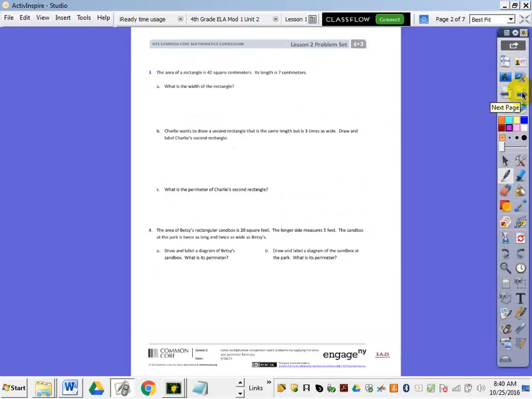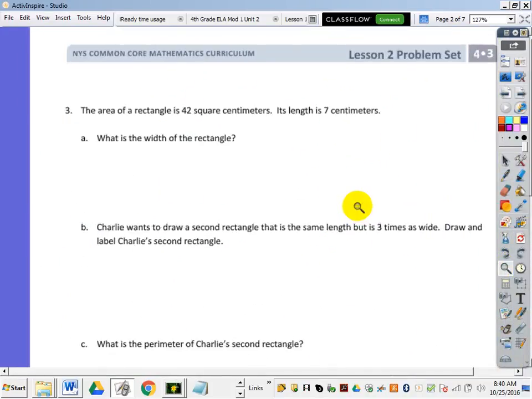All right, well, let's try number 3. Area of a rectangle here. These are kind of always the same, aren't they? You're just talking about a rectangle, so we know the length and the width are going to be different. They're not squares. The area they're going to give us is 42.